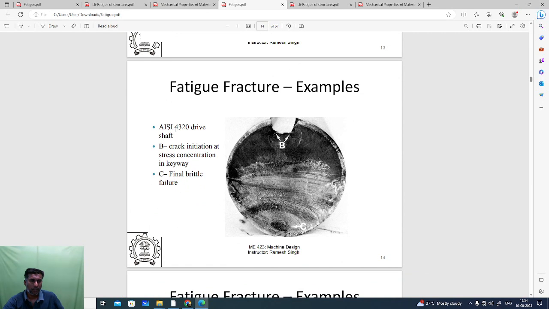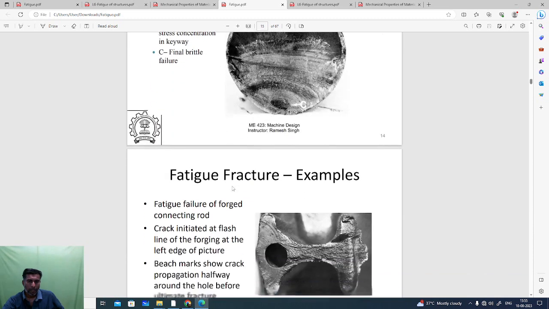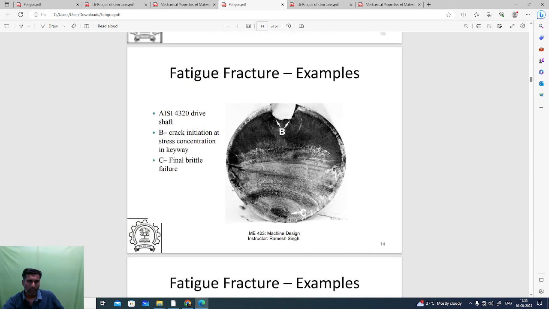Next, for example, AISI 4320, that is the material grade. We have taken this shaft as an example. The shaft material grade is AISI 4320, which is used for a drive shaft. Point B is the crack initiation due to stress concentration, because the keyway is located here. The final result is failure.